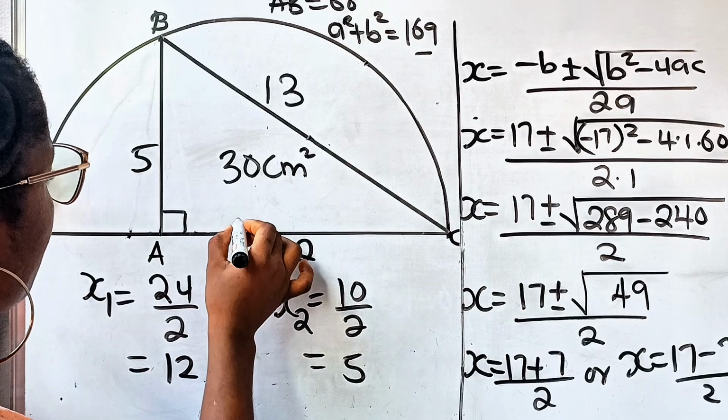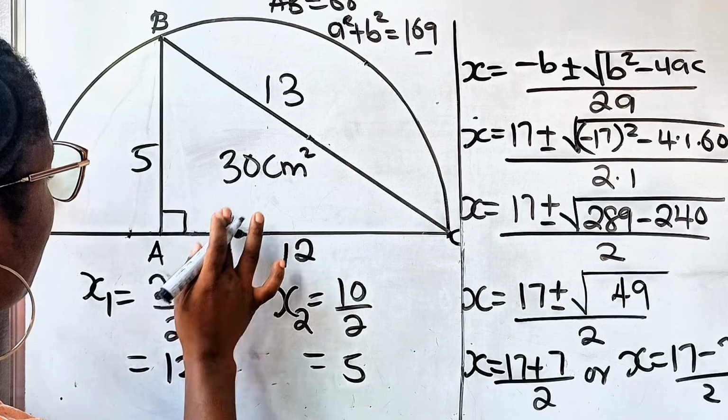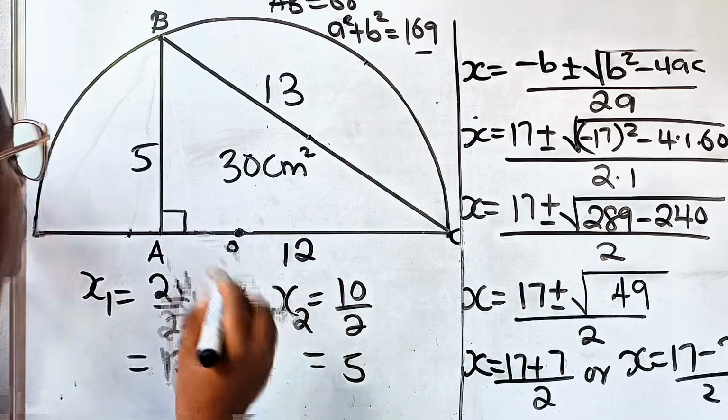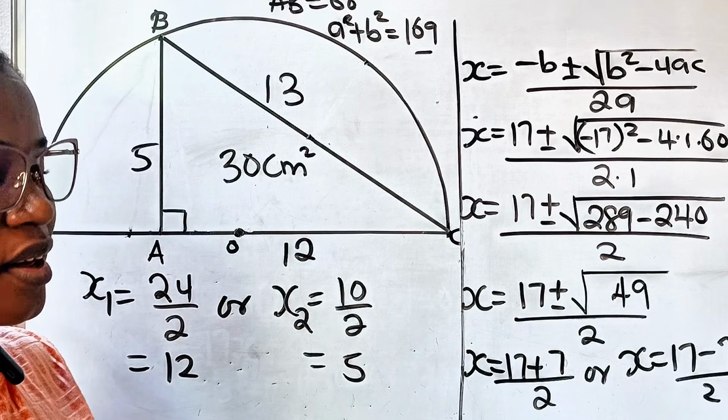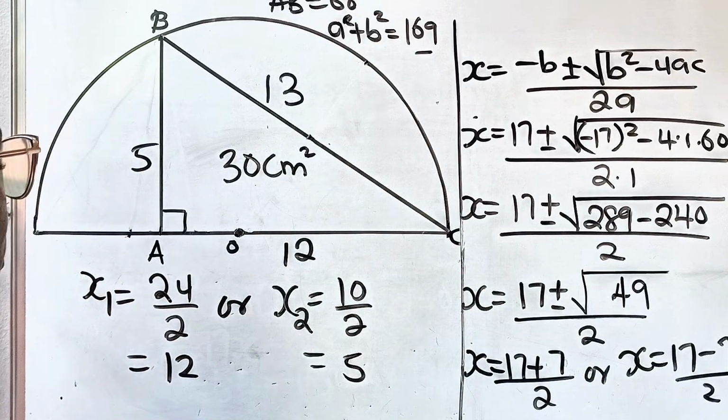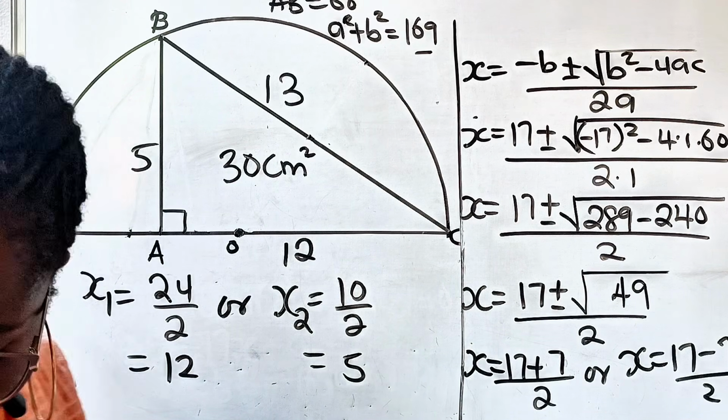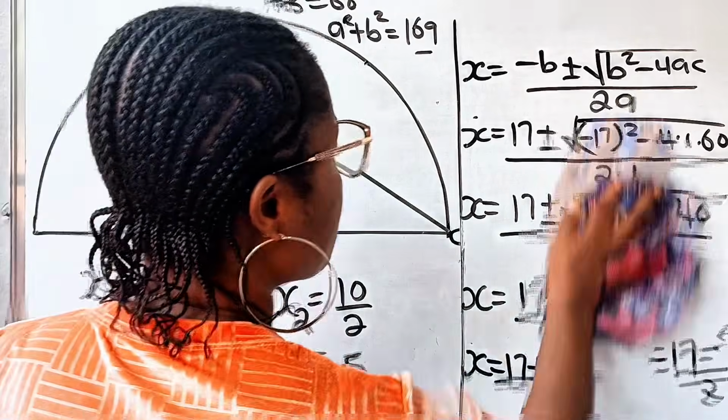Okay, so this is center O. Let me just write it small. Oh, I'm supposed to use something to clean it. Someone has actually corrected me on that. I'm sorry, my apologies. Okay, now let us erase this.